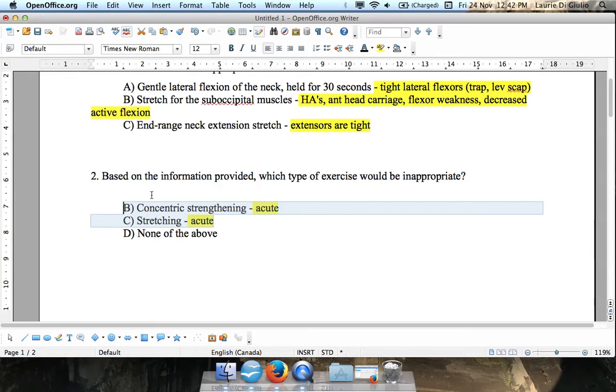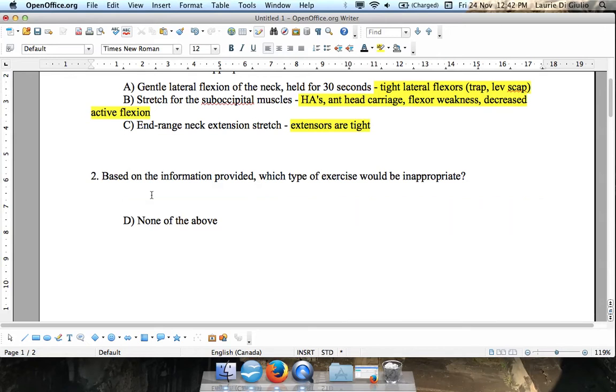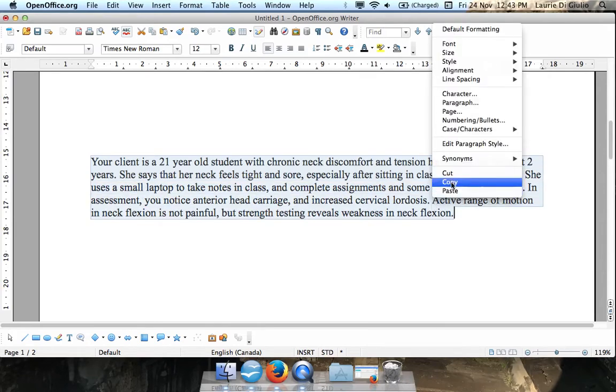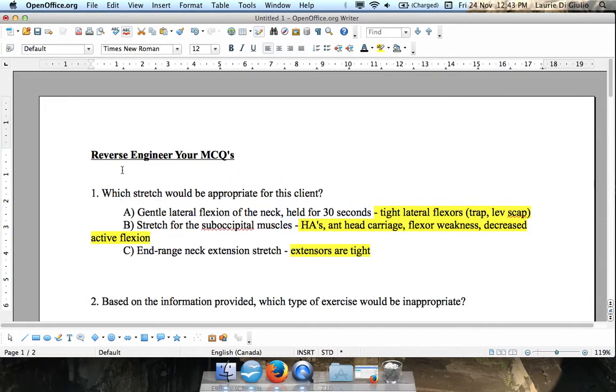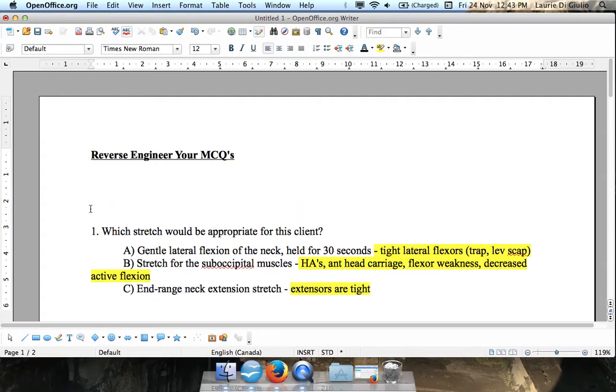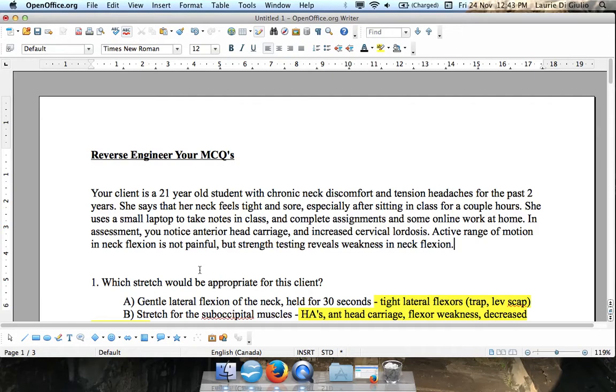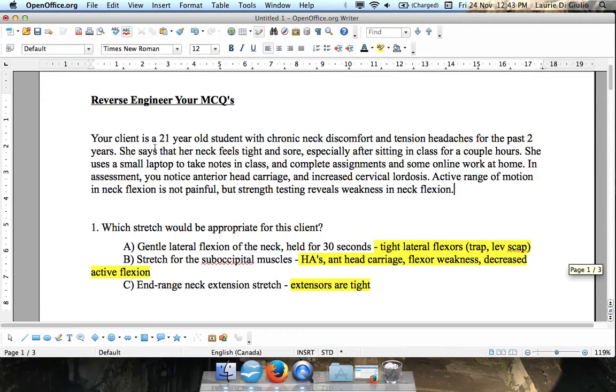So we already know the answer to this question is D, just by process of elimination. So let's see if we're correct. So this is the case study. I'm just going to copy and paste it next to the questions so that we can take a look at them. So here is the case study. So let's just look at this first question.